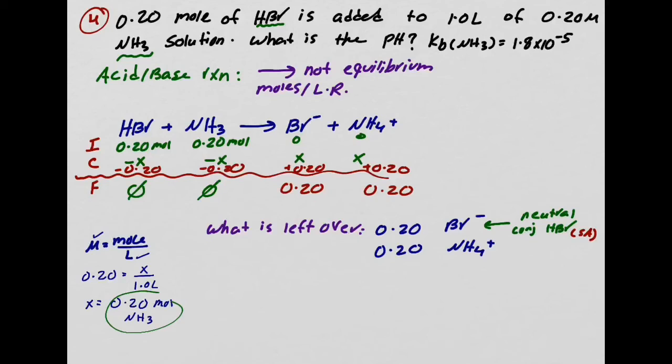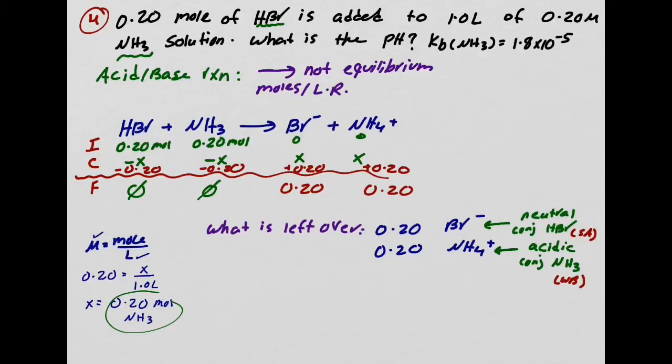Now, how about ammonium? Is ammonium neutral? Ammonium is the conjugate of ammonia. Ammonia is a weak base. If you have a weak base, the conjugate is acidic, right? The conjugate of a weak base is acidic. So I have a conjugate acid.